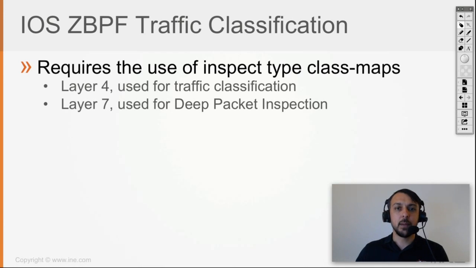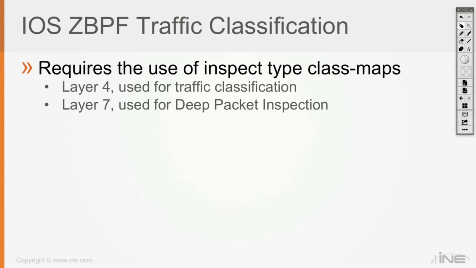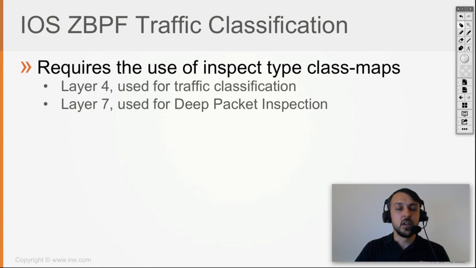We're going to see in a couple of minutes how we can match on the traffic. Also, you have the layer 7 policy map, which is used for deep packet inspection. So you're going to define a layer 7 class map of type inspect if you want the firewall to do deep packet inspection, which means looking at the layer 7 headers of that packet.